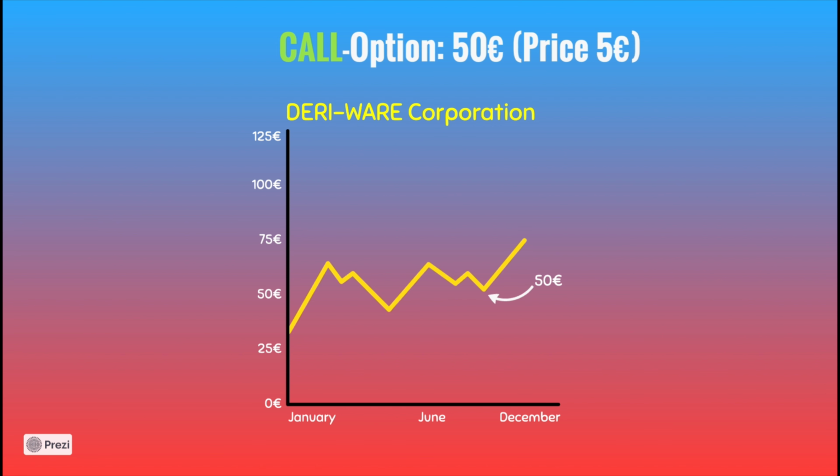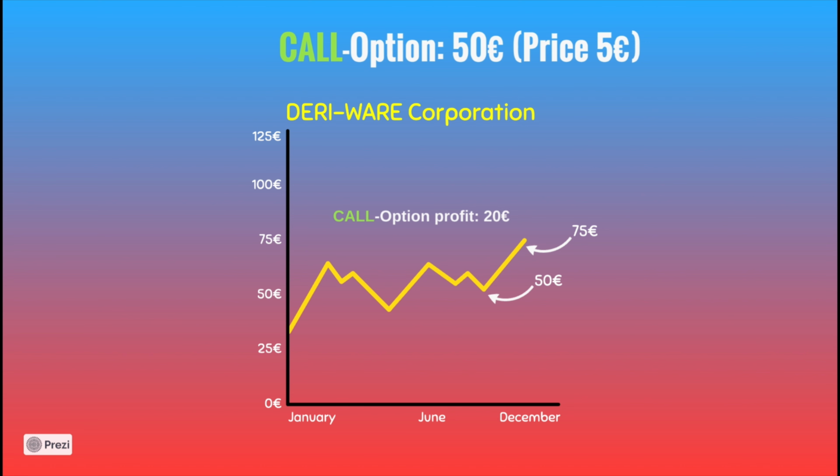Dairyware Corporation has performed very well in recent months, so the stock price has risen to 75 euros by the expiration date. But what profit or loss have we achieved with our call option? Since our strike price is 50 euros, we exercise the option to buy the stock for 50 euros, resulting in a profit of 20 euros because the stock is currently trading at 75 euros, and we must subtract the 5 euros we paid for the option. Thus, we can purchase the stock significantly cheaper than the current price.